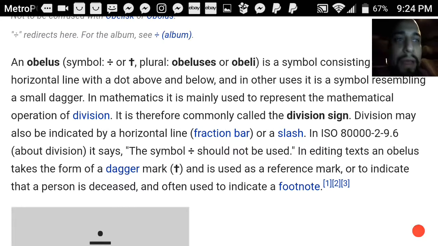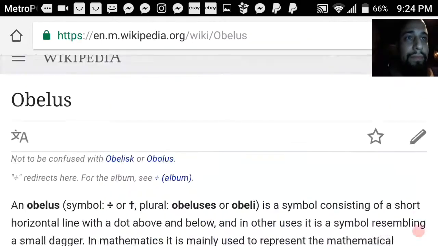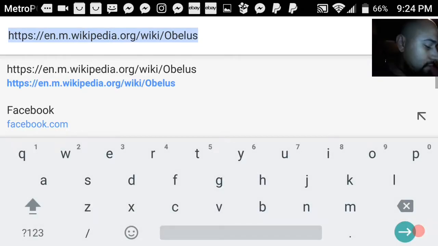An obelus takes the form of a dagger mark and is used as a reference mark or to indicate that the person is deceased. So that dagger mark indicates that a person is deceased and is often used to indicate a footnote. Alright, so the obelisk is also the obelisk in Washington. All these obelisks all around the world, the obelisk, it's a dagger. It's an upside down dagger.